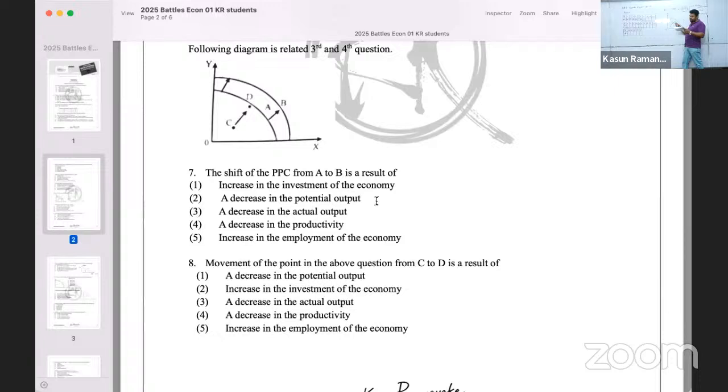Increase in employment level, that is correct. Employment level has been increased. Therefore, the fifth one has to be the answer for that question. Then put the fifth one as the answer for the eighth question.